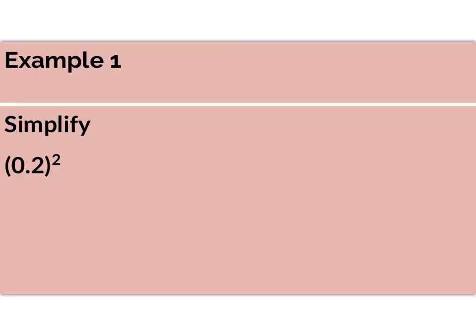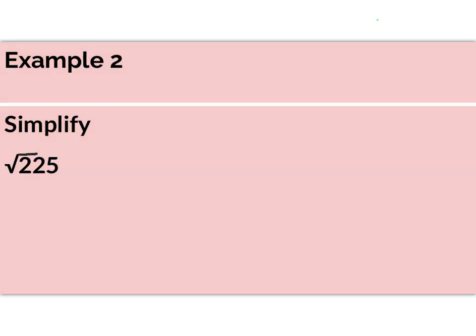So example 1, simplify 0.2 squared. So 0.2 times 0.2. And we know that's going to be 4. But we have two numbers behind a decimal point, so it's going to be 0.04.